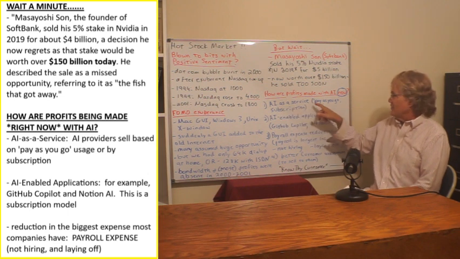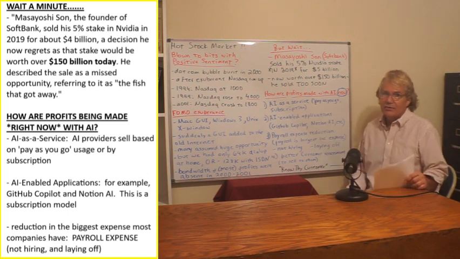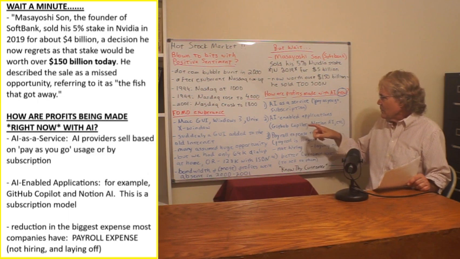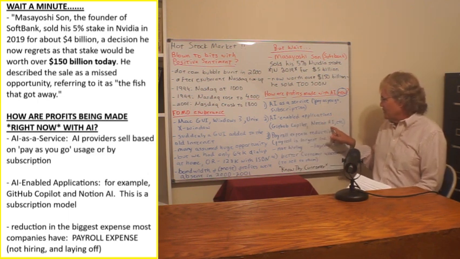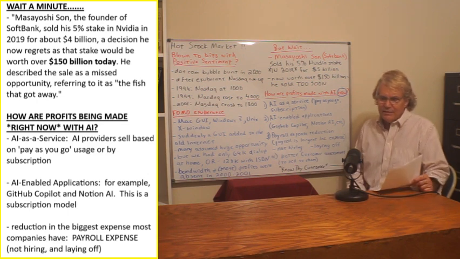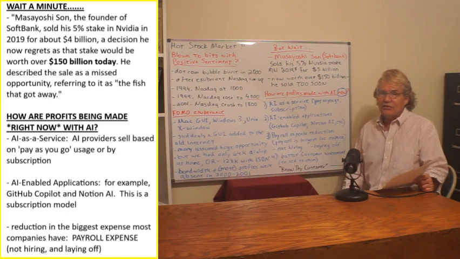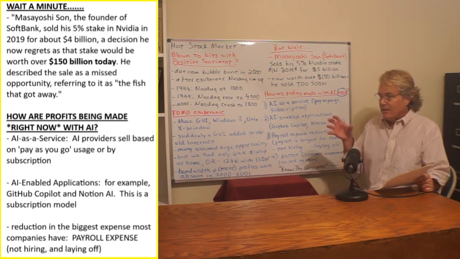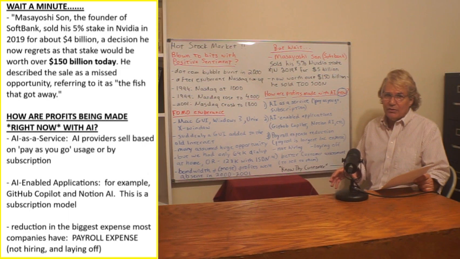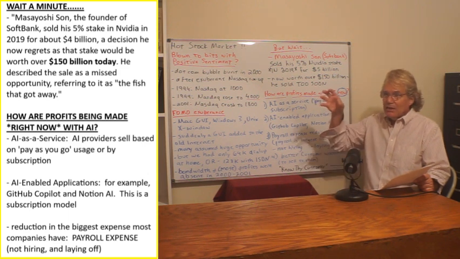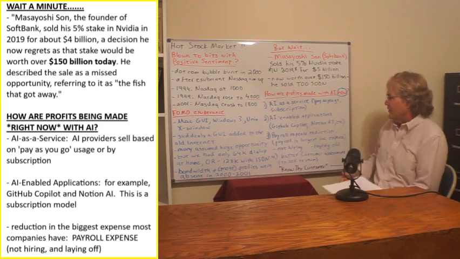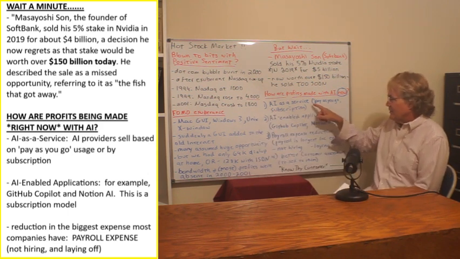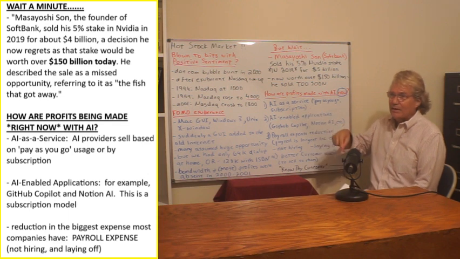Artificial intelligence as a service, pay-as-you-go subscription models. Those are making money. AI-enabled applications like GitHub Copilot, Notion AI. There are a lot of software applications that have been improved with the addition of AI, and either the price of the product has been increased and/or an AI-assisted version of that same product is available at a higher cost, and so profits are being made there. So that's a couple of ways profits are being made right now with AI.